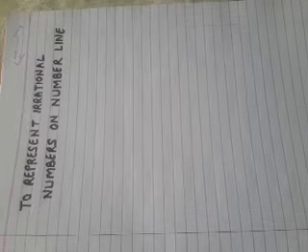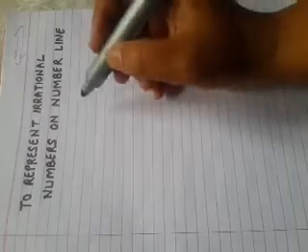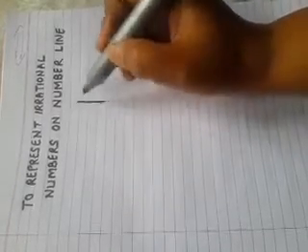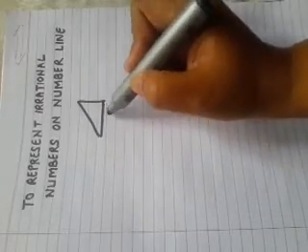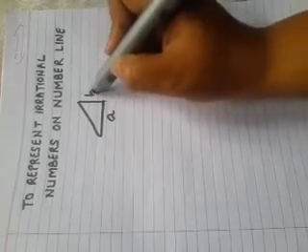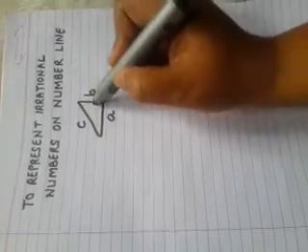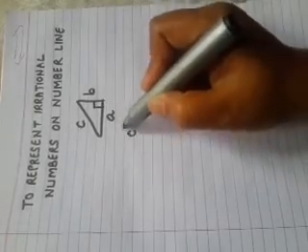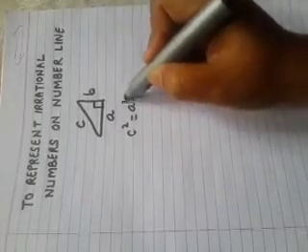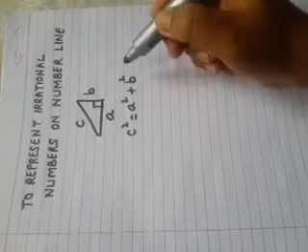Hello students, good morning. Today we will be learning to represent irrational numbers on number line. You all know about Pythagoras theorem. What does it say? That in a right angle triangle, let's see, now this is a right angle triangle. If this is A, this is B, and this is C, and this is right angle, then C square is given by A square plus B square.